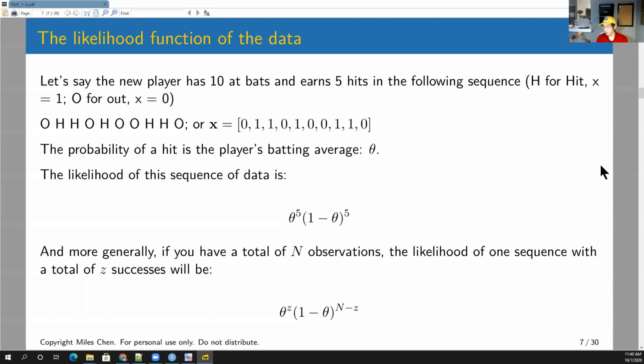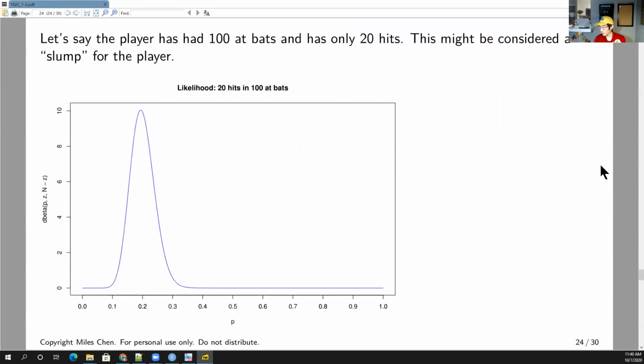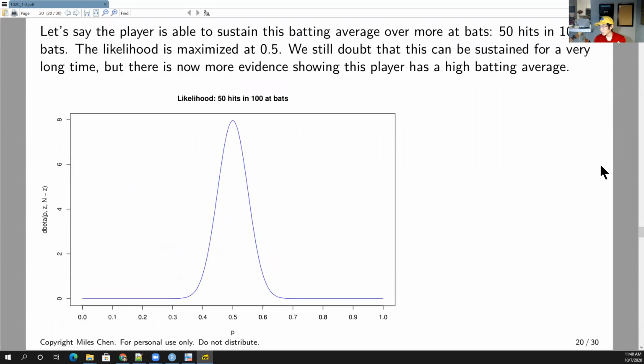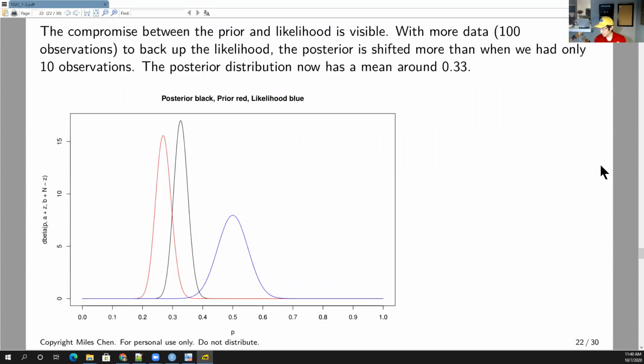Okay, any other questions before I let you guys go? Question: did the likelihood of 50 out of 100, so 50 hits out of 100 at-bats, shift the posterior a lot more compared to the likelihood of 20 out of 100, since 0.5 was more different than 0.27? Okay, so these two are not exactly comparable. We're looking at this, and it shifted a lot more.